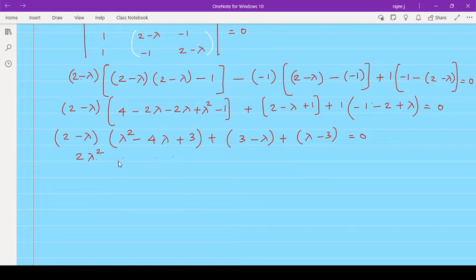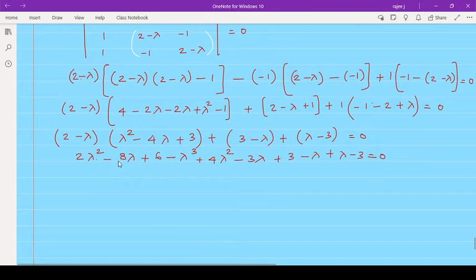2 lambda square minus 2 fours are 8 lambda, then 2 into 3, 6, then lambda into lambda square, lambda cube, then minus lambda into minus 4 lambda is plus 4 lambda square, then minus 3 minus lambda into 3 is minus 3 lambda. Okay, so first, term by term multiplication we did: 2 lambda square minus 8 lambda plus 6 minus lambda cube plus 4 lambda square minus 3 lambda, then plus this 3 minus lambda plus lambda minus 3. You can simplify it.